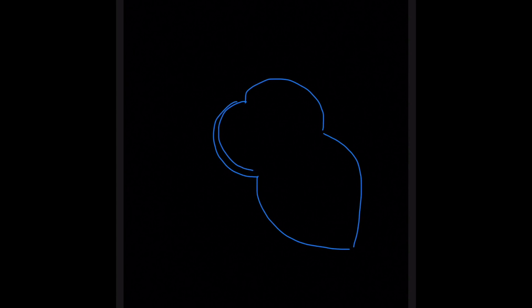Hello everyone. Today we are going to discuss the human heart. The human heart is situated in the thoracic cavity, more towards the left side, and the size of the heart is the size of your fist.